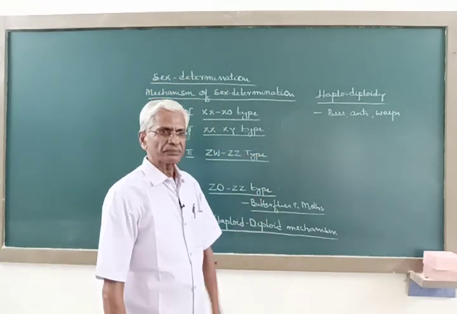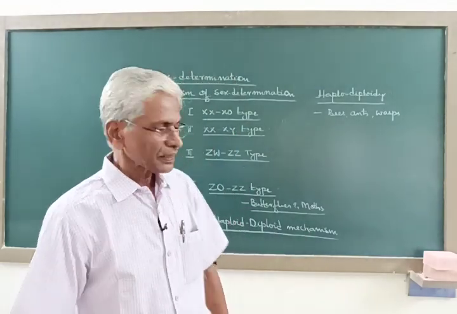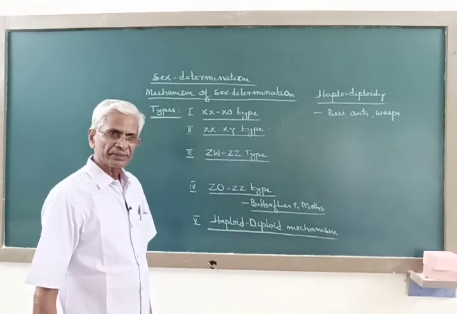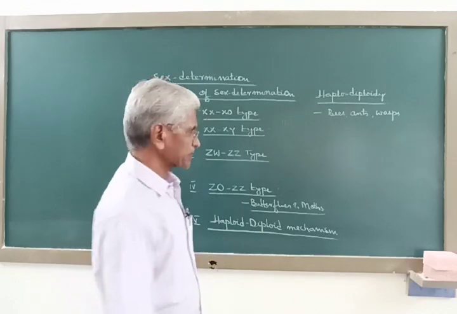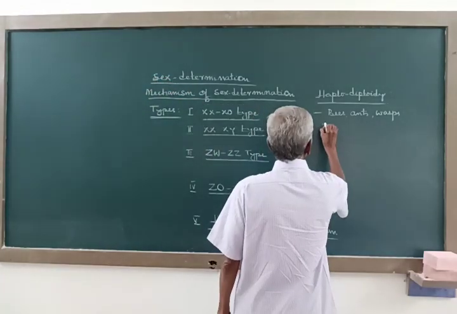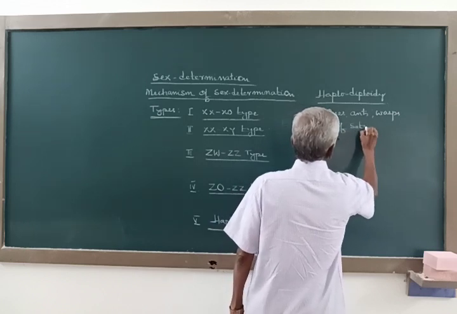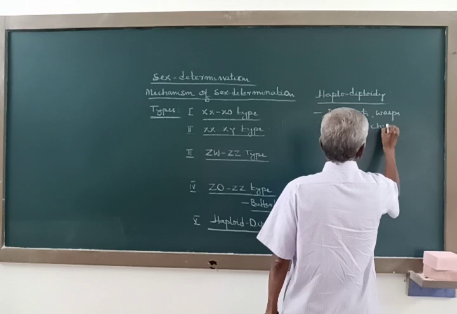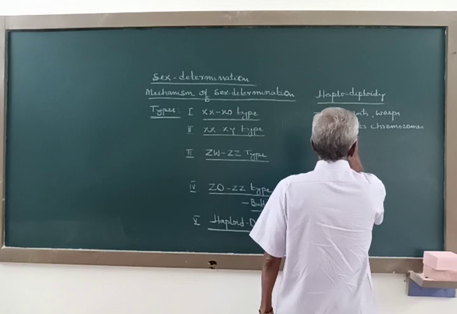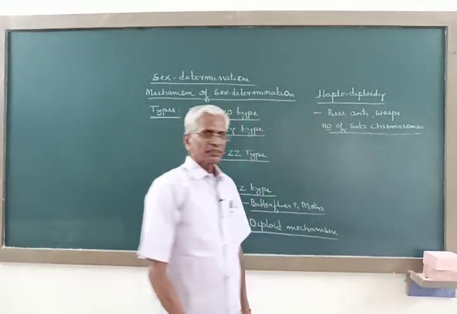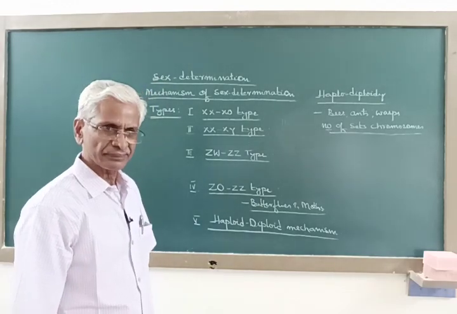Now in this mechanism, the sex of the offspring is determined not on the basis of the sex chromosomes, but it is determined by the number of sets of chromosomes. Number of sets of chromosomes determine the sex of the zygote or the sex of the offspring.